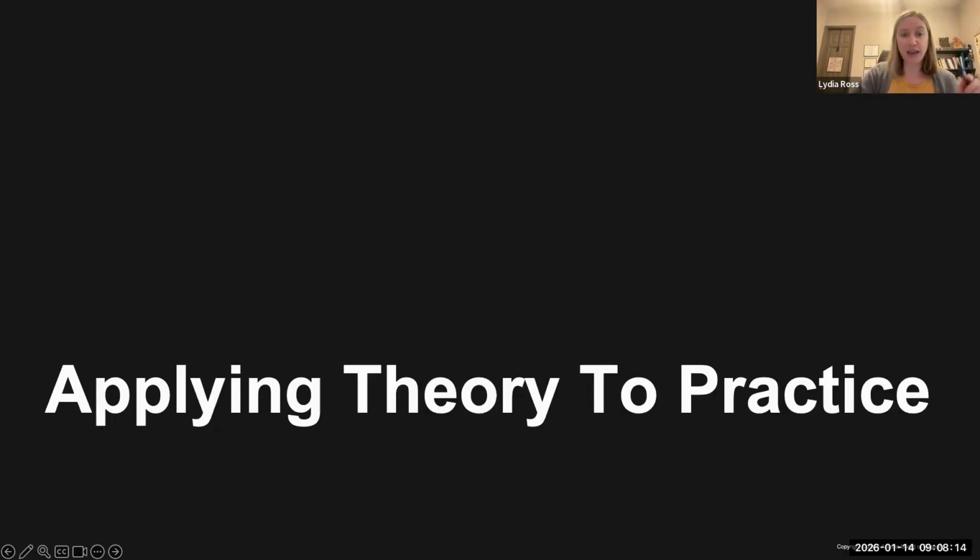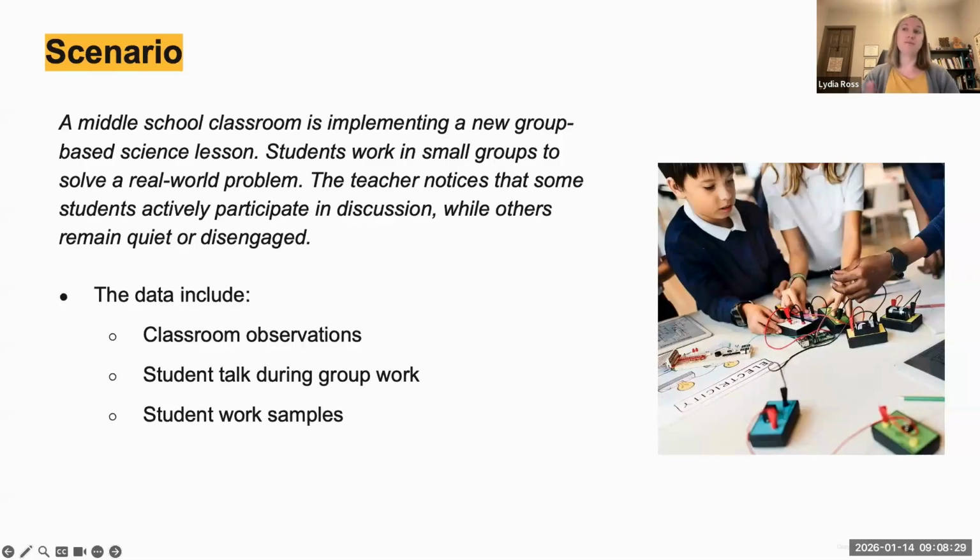And again, what I want to highlight in this scenario is that the imaginary classroom we're going to enter doesn't change. The data is not changing, but what changes is the lens, those glasses that we put on to look at the scenario through different eyes. So let's imagine a middle school science classroom is implementing a new group-based lesson. Students are working in small groups to solve a real world problem together.